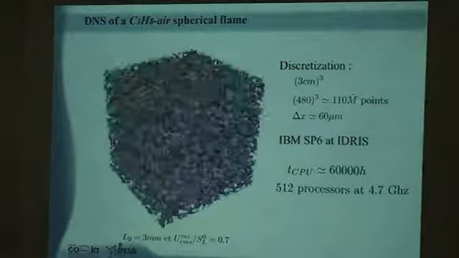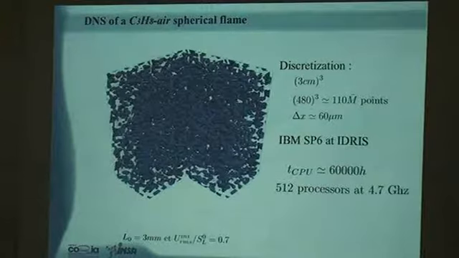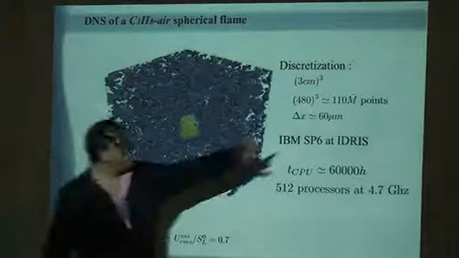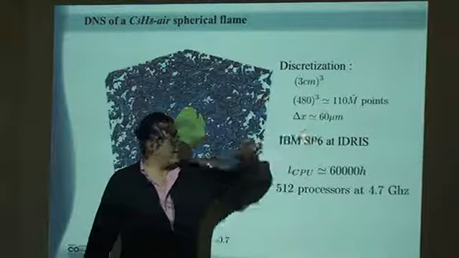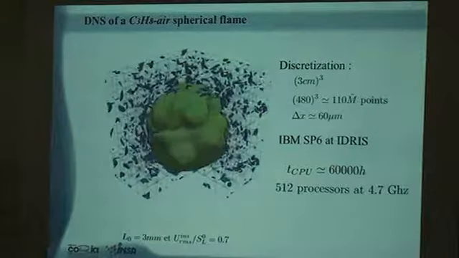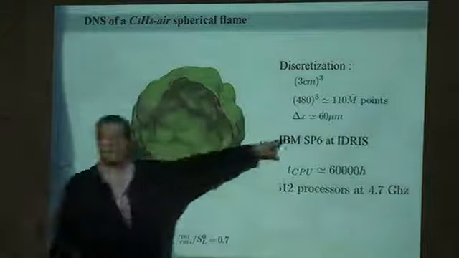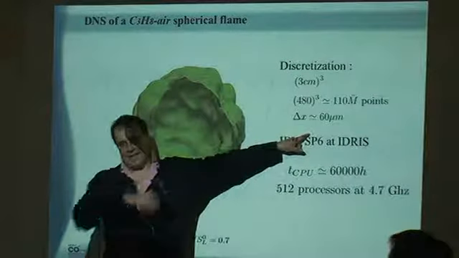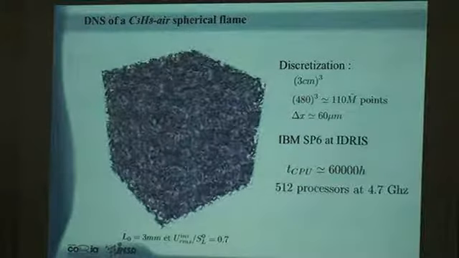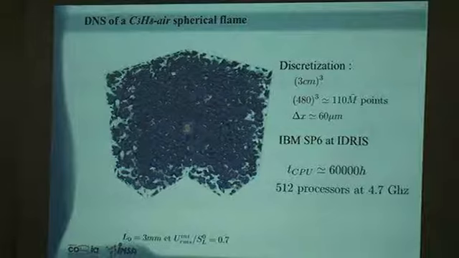Maybe we can compare with a similar calculation by De Goy and Bastians in 2005 and others. They used 40 microns, a delta X of 40 microns for a flame of 5 millimeters, a cube of 5 millimeters. And here you can use 60 microns. So it was not exactly twice, because of the staggered grid. So it's 1.5.